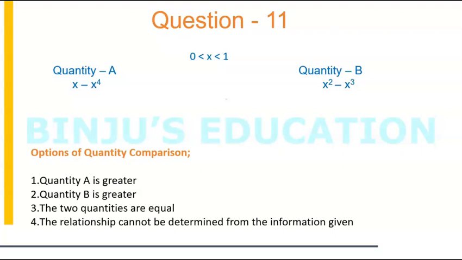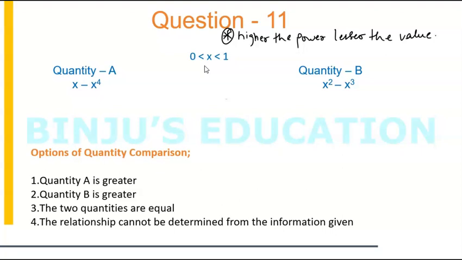Now, one thing that we can conclude as soon as we see the range 0 to 1 is that higher the power, lesser the value. So in between 0 and 1, x will be bigger than x square, which will further be bigger than x cube, which will be further bigger than x to the power 4, and so on and so forth.